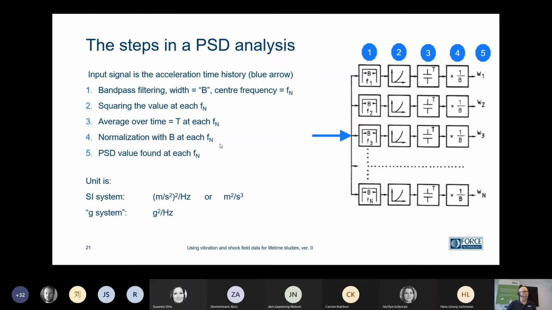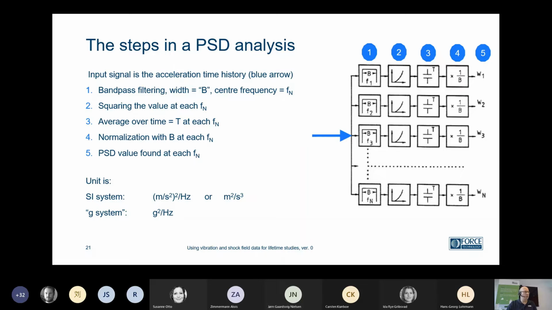And how we actually do it, by software: we have the blue input signal here, the acceleration time signal, and we put it in here. Then we have a number of bandwidth filters, each with a frequency and a bandwidth around it. So we take the G coming in here and take it through the filter. We still have G, but now only at one frequency. Then we square the value. Then we average over time. And finally, we divide it by the bandwidth. So we have the unit G, then G squared, and the average is still G squared. Then we divide it by the bandwidth. And then we have a value called the PSD at that frequency. And the unit of that is G squared per hertz.